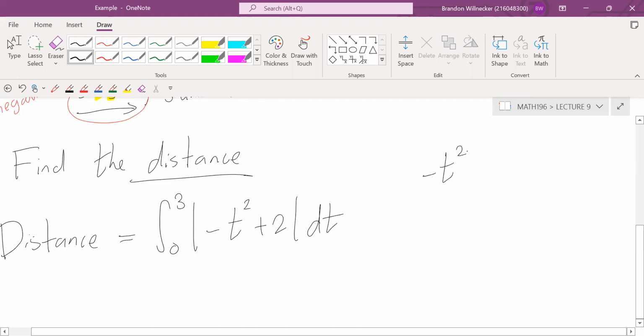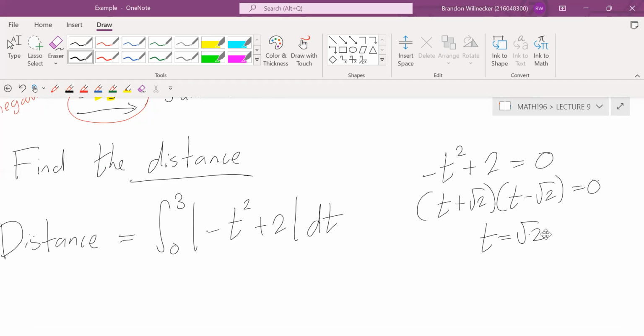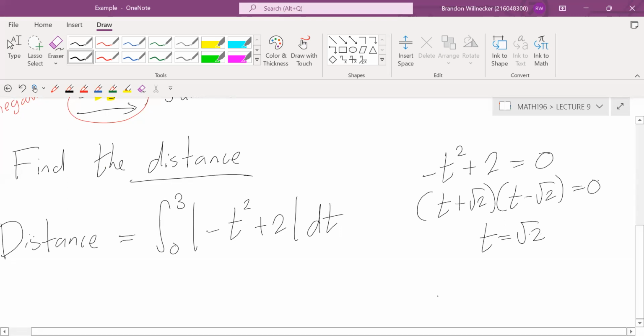For that, we need to find the zeros. So minus t squared plus 2 is equal to 0. We have t plus root 2, t minus root 2 is equal to 0. So we see that at t equals root 2, the function is 0. Now, we're not interested in the negative solutions because remember, time is positive. Time goes from 0 up to infinity, so we're not interested in negative times. So here we see that along the t-axis, the velocity is 0 at root 2.